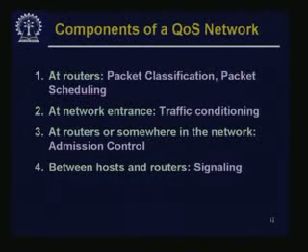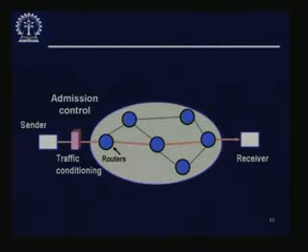Now, there are various components that build up to give quality of service in a network. At routers, these may depend on packet classification and packet scheduling. At the network entrance, it may have to do with traffic conditioning. At routers or somewhere in the network, you may do admission control. Between hosts and routers, you may do signaling. So, these are the different components of QoS of a network.